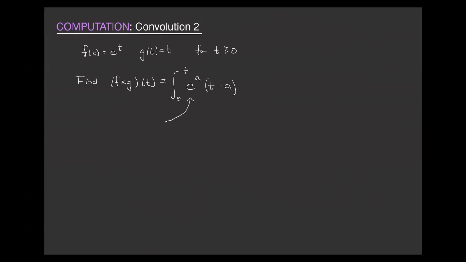This one, what we had was e to the t, and then we just substitute a for t. Or maybe we say t gets sent to a. In the second case, we had t, because that's g, and then we take t and send it to t minus a. So there's two different replacements. We replace it just with a, or we replace it with t minus a. And then we're integrating this with respect to a.